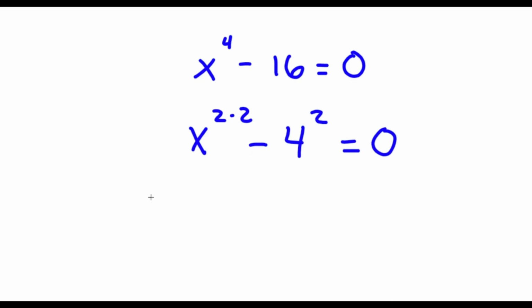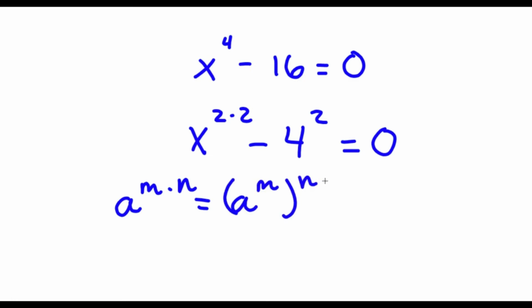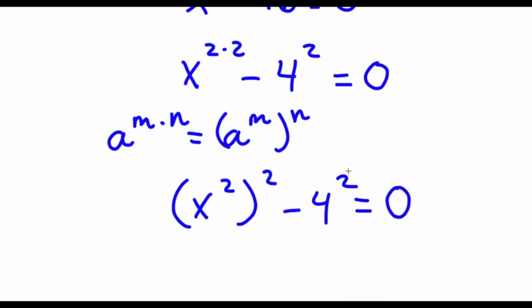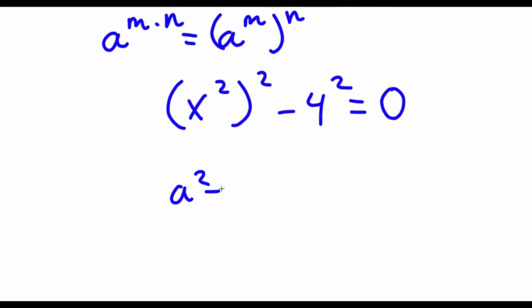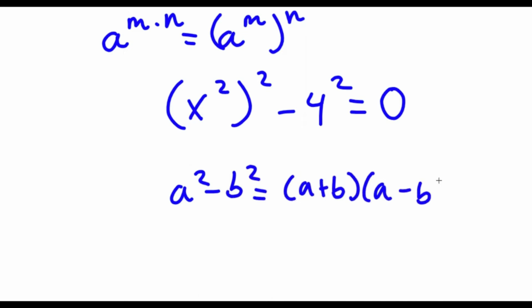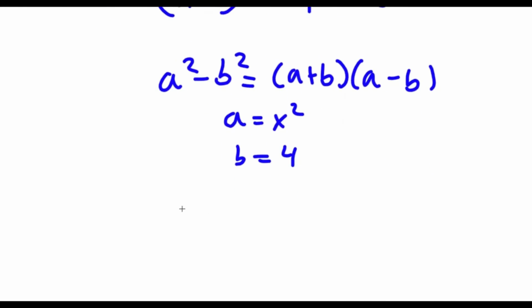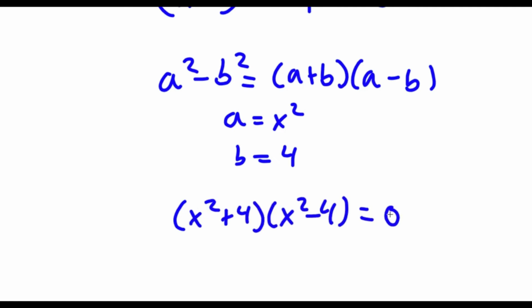So now, if I have something in the form a to the power of m times n, this is equal to a to the power of m to the power of n. So x to the power of 2 times 2, I'm going to write as x to the power of 2 to the power of 2. Now I have this minus 4 to the power of 2 is equal to 0. Now if I have something in the form a squared minus b squared, this is equal to a plus b times a minus b. So in this case, a is equal to x squared and b is equal to 4. So now I have x squared plus 4 times x squared minus 4 is equal to 0.